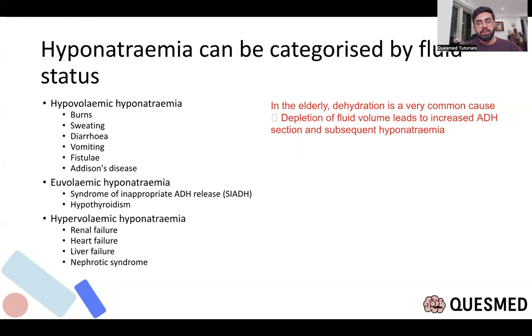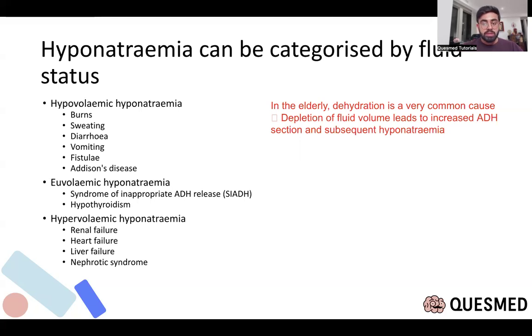Things that can cause a hypovolemic hyponatremia most commonly are things like diarrhea, vomiting, things that are going to make you lose fluids quite a lot. Fistulae as well can cause lots of loss of liquids. And then we also have burns and Addison's disease, which are slightly rarer causes.